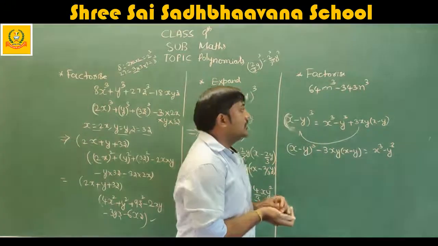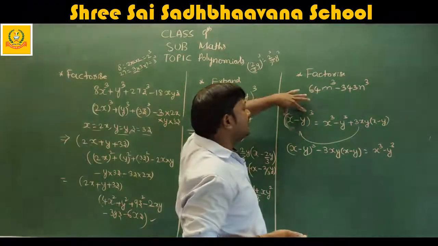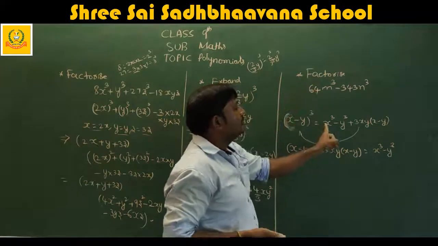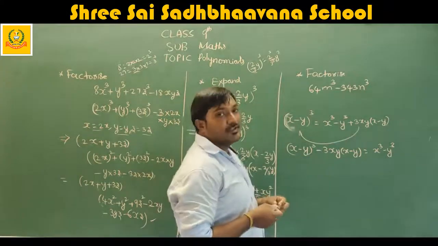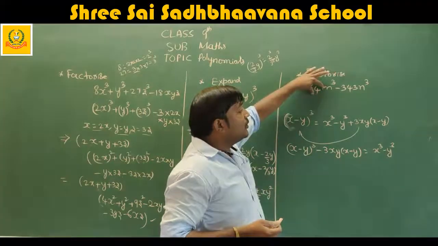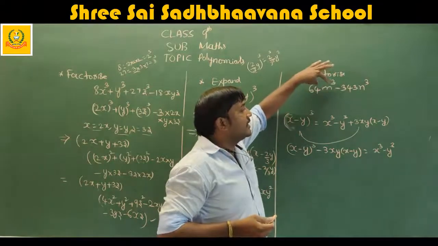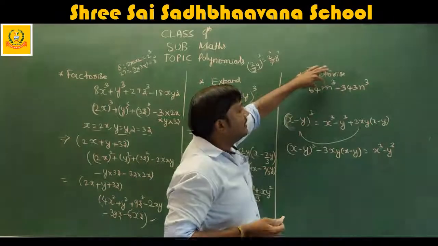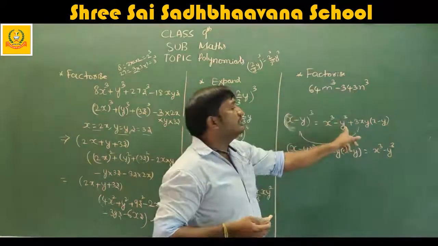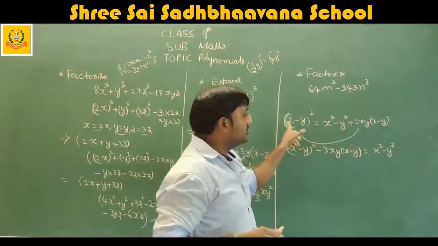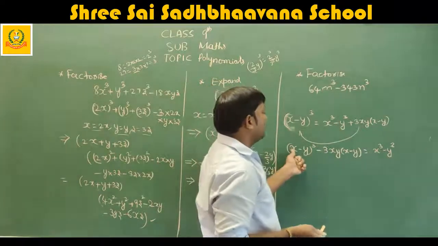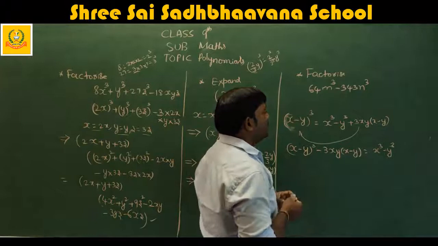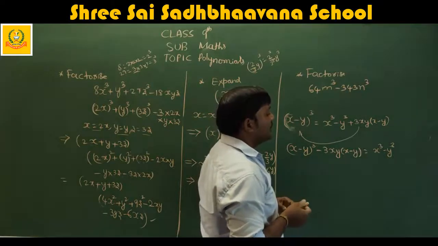Can't we write like that? I hope you understood. See what I am doing, we have this identity (x minus y) whole cube is equal to x cube minus y cube plus 3xy into (x minus y). But we need only this part, x cube minus y cube. Only this part I need. So I just send 3xy into (x minus y) to the other side. It became (x minus y) whole cube minus 3xy into (x minus y).